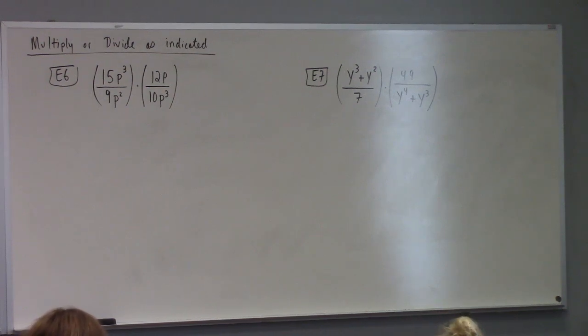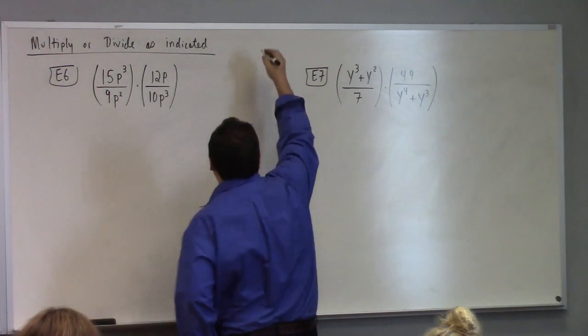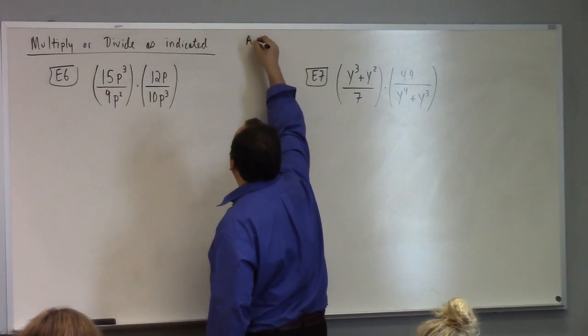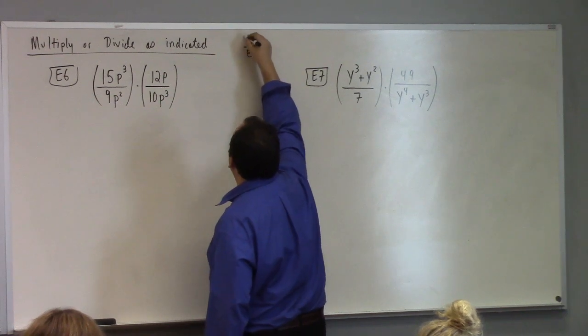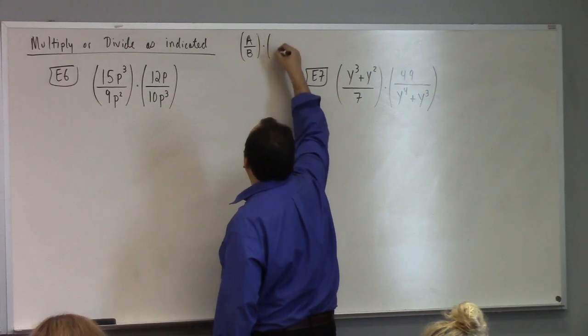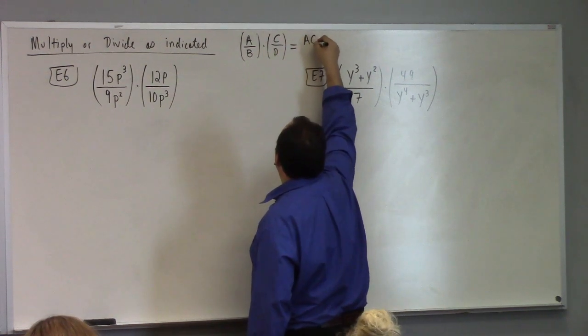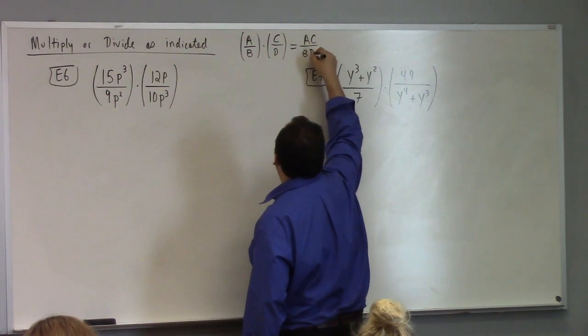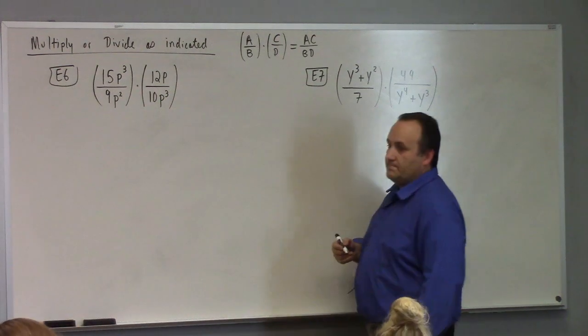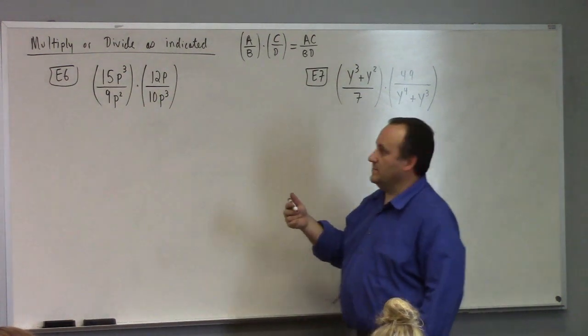Like, the rule of algebra that we keep using is this. Let me just write it kind of symbolically up here. If we have A over B times C over D, how do we do that? Well, we just do A times C over B times D. That's how that goes, right? So I use that method here.